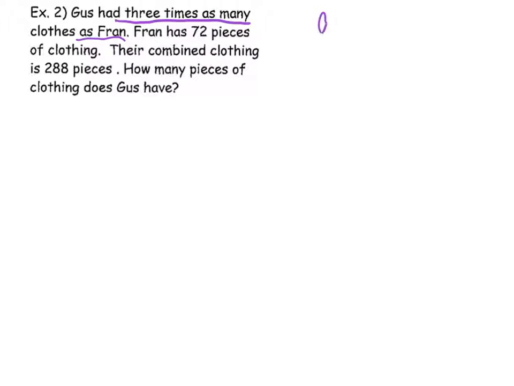So Gus, does Gus have more or does Gus have less? Gus has more. He has 3 times as much. Hey, there's going to be a 3 in my equation that I'm going to multiply by. Fran has less. The person that has less is our variable. Over on the side, please put G and F, our 2 people.